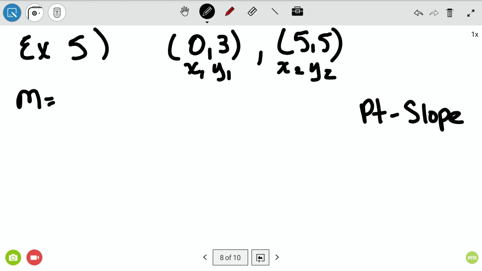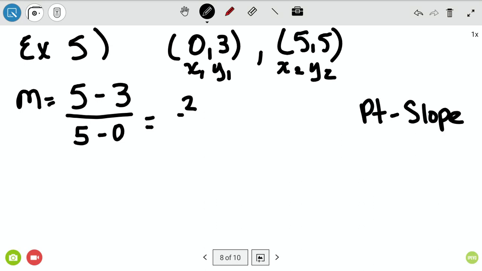Finding my slope, I've got y2, which is 5, minus y1, which is 3. And then I've got x2, which is 5, minus 0, that's my x1. So 5 minus 3 is 2. 5 minus 0 is 5. So I know my m equals 2/5. So I know my slope.